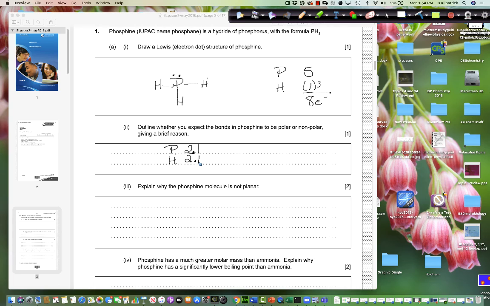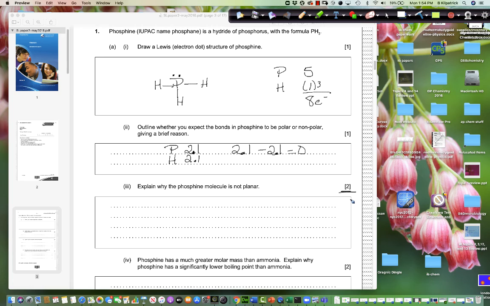So remember, in order for a bond to be considered polar, you have to have an electronegativity difference greater than 0.4. So 2.1 minus 2.1 will give me a difference of 0. So technically, the bond itself is nonpolar because the difference in electronegativity is 0. If it's not great enough, then you're not going to have those electrons being pulled more to one side of the bond.